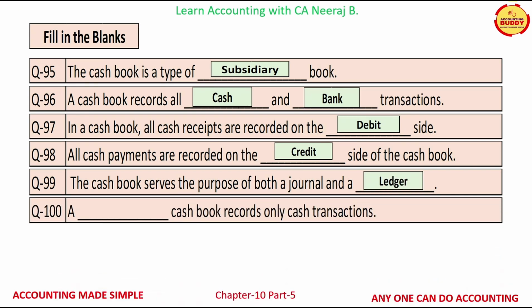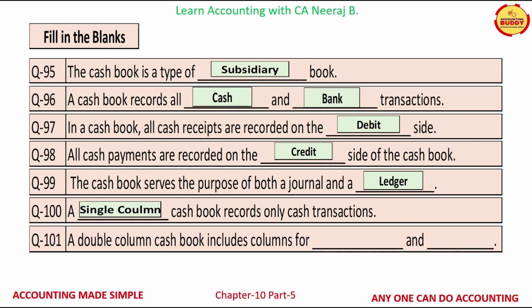Question number 100. A dash cash book records only cash transactions. The correct word is single column cash book. Question number 101. A double column cash book includes columns for dash and dash. The correct words are cash and bank.